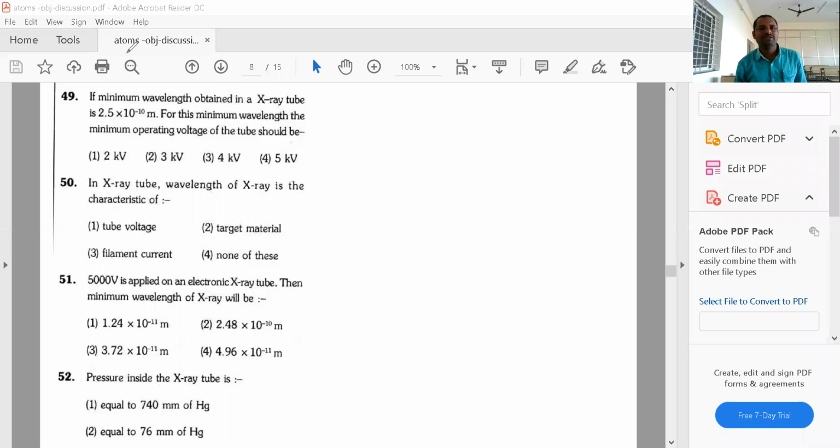Yes, see question number 49. If the minimum wavelength obtained in an X-ray tube is 2.5 × 10^-10 meter, this is the minimum wavelength, lambda minimum. How much? 2.5 × 10^-10 meters. For this minimum wavelength, what is the minimum operating voltage?